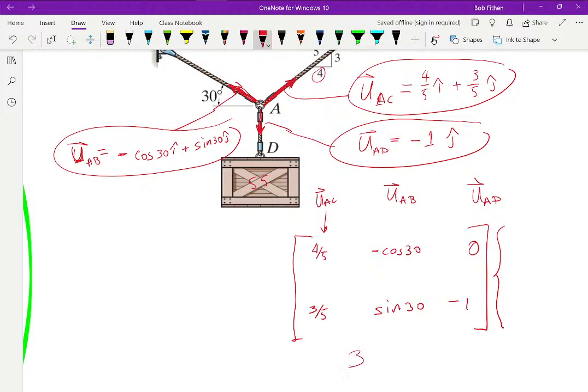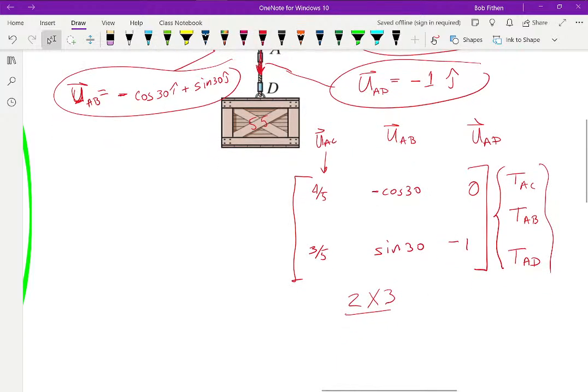Now, what I have is a 2 by 3. I don't have a 2 by 2. But if I were to list these, it would say the tension in line AC, the index associated with this one, tension in line AB, and the tension in line AD. Now, I already know that one. That one I can just replace with 550.